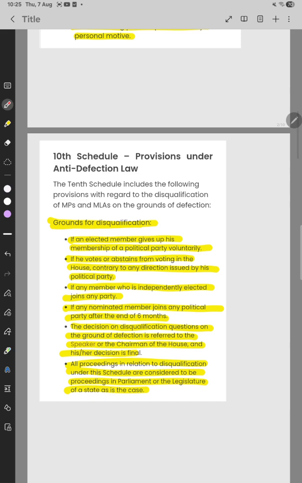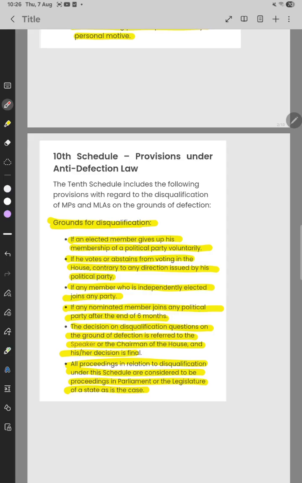Grounds for disqualification: if an elected member gives up his membership of a political party voluntarily; if he votes or abstains from voting in the House contrary to any direction issued by his political party; if a member who is independently elected joins any party; if any nominated member joins any political party after the end of 6 months.